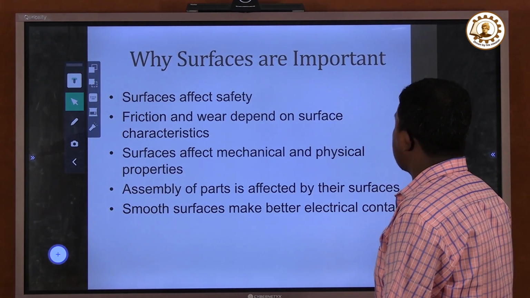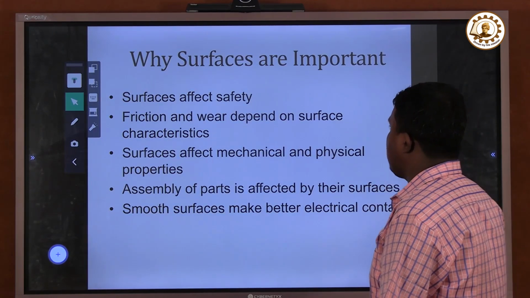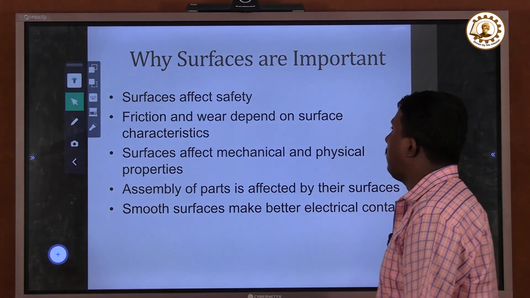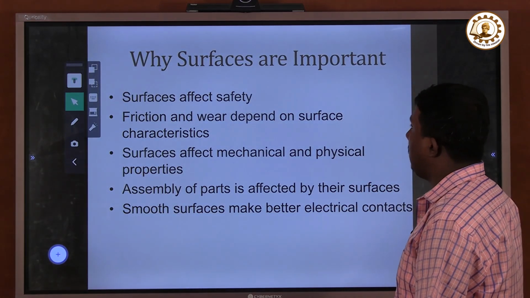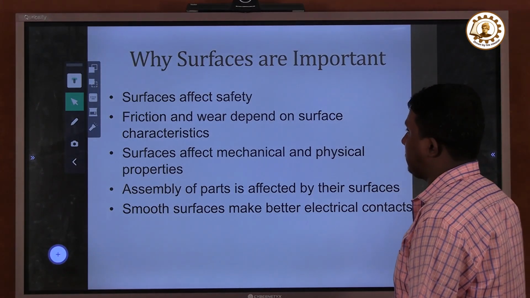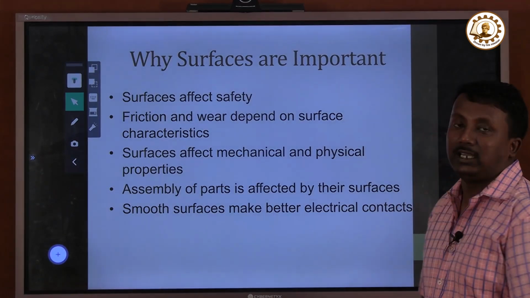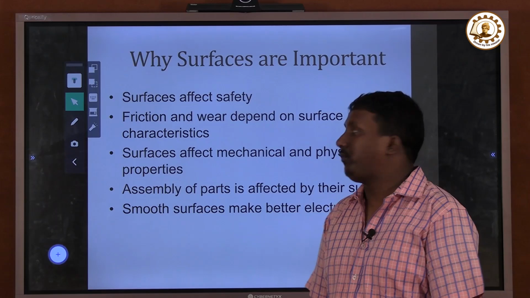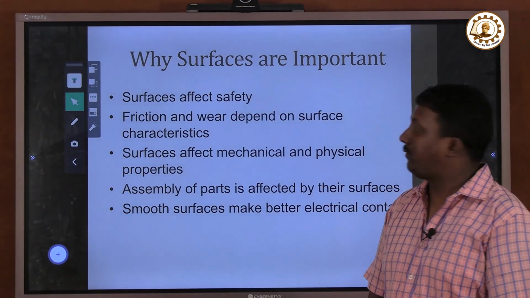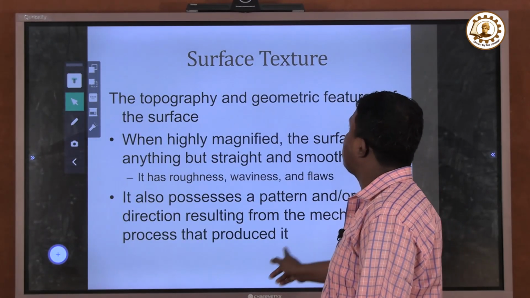Why is this surface so important? The main thing is, the surface will affect the safety of that particular mechanical part or any part of the product. Friction and wear always depend on surface characteristics. Surface not only affects the mechanical properties, it also affects the physical properties. Assembly of parts also depends upon the surface. A smooth surface will always have better electrical contacts.